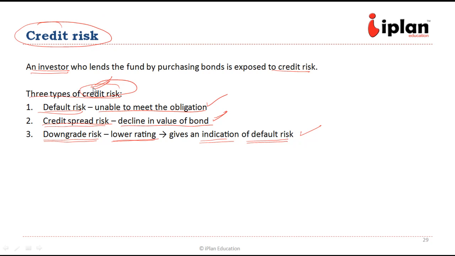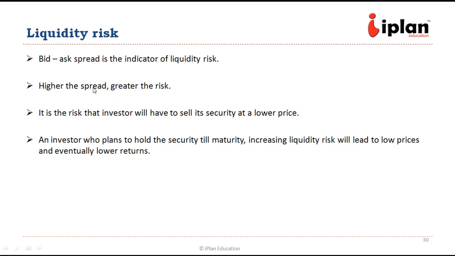Now let us move to the next type of risk, which is liquidity risk. Liquidity basically refers to the ability to transact. If we are able to buy or sell immediately, that indicates liquidity is good. But if the bid ask spread is high, that means liquidity risk is higher, liquidity is poor. So it is an indicator of liquidity risk.